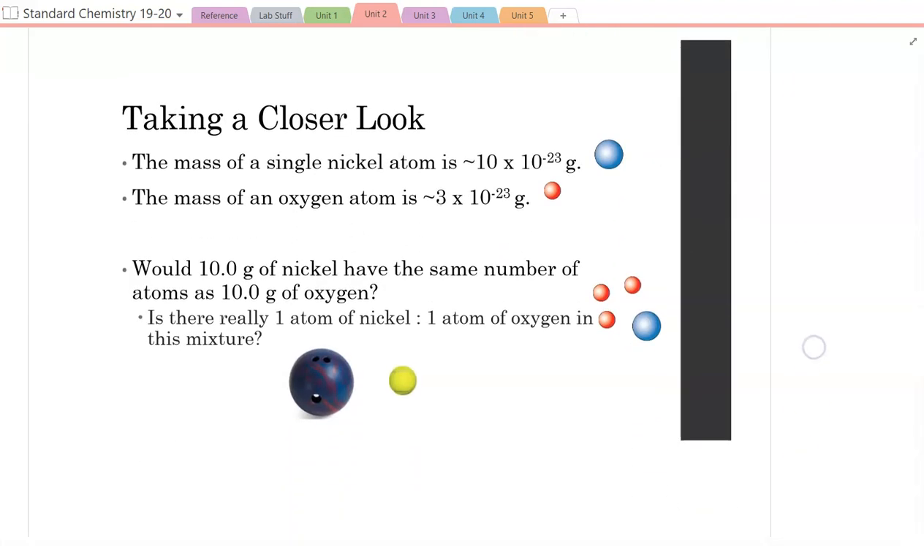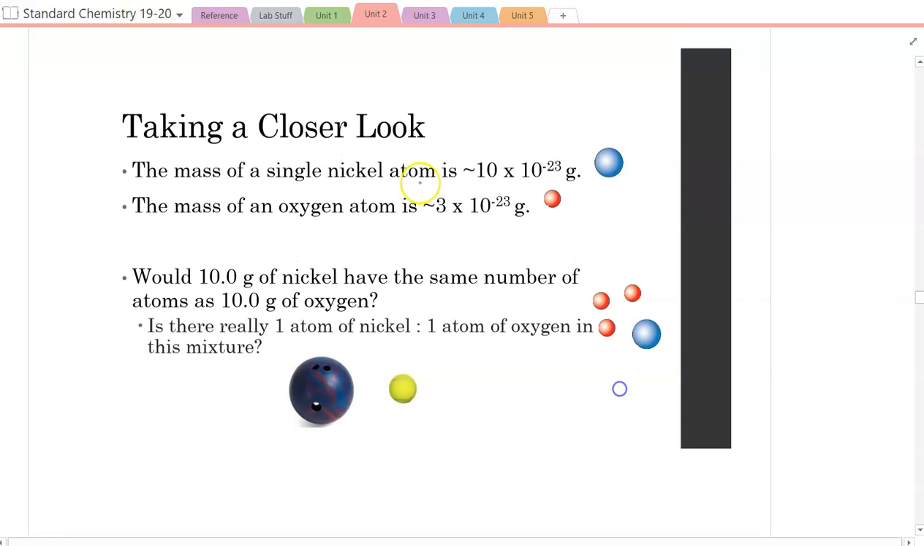So let's take a little bit of a closer look. We have to remember that nickel and oxygen atoms aren't identical. They're different masses. So a single nickel atom has about 10 times 10 to the minus 23 grams, and that's what we're representing here with blue. Whereas the mass of an oxygen atom is about 3 times 10 to the minus 23 grams. So again, ballpark it, it's about 3 and some times smaller than the nickel atom. So would 10 grams of nickel, therefore, have the same number of atoms as 10 grams of oxygen? And that's not the case, right?